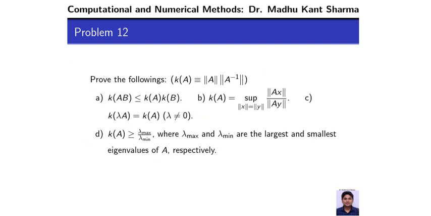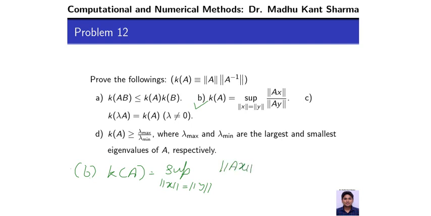We are going to prove this. The supremum over norm of x equal to norm of y of norm Ax divided by norm Ay means you are only talking about x, y whose norms are equal. So this set and the set where both norms are equal to 1 are the same thing: norm x equals norm y equals 1, norm Ax by norm Ay.